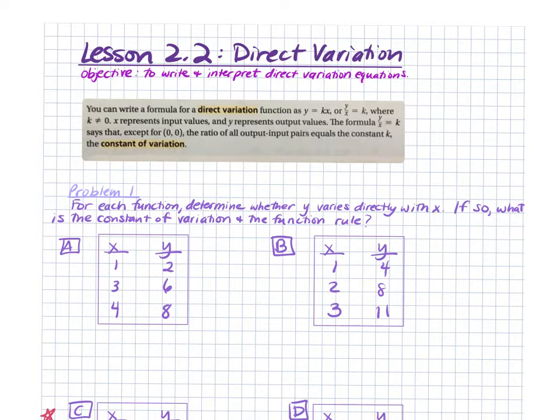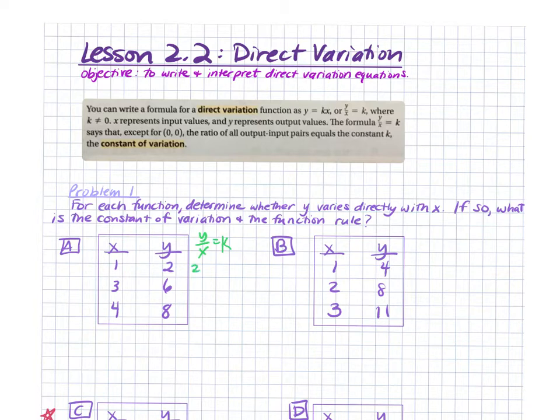And so the best way to check this is to look for a k, and so you're going to use this formula here. So the next in the table, we're going to do a y divided by x, so that would be our k. And if we get the same thing for all three of these, then that means it varies directly. Anytime it's not the same, then k is not a constant, it's not a direct variation.